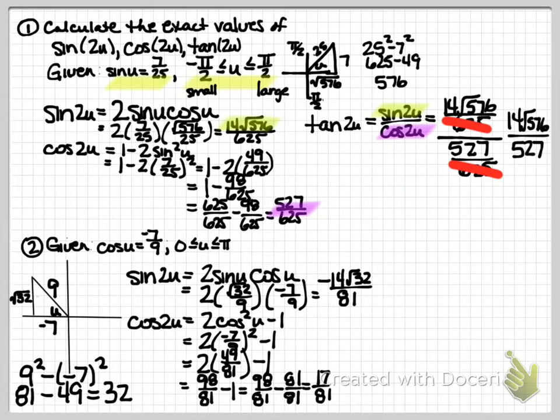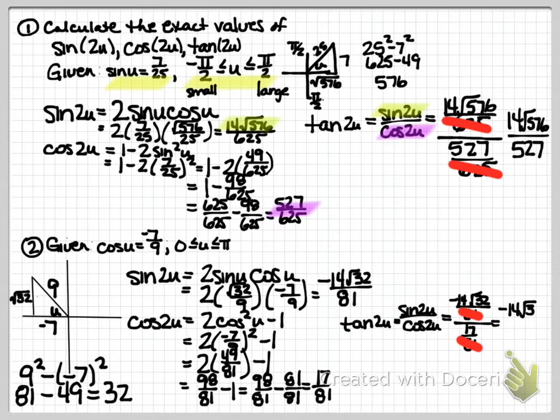Let's move on to our tangent, and we're just going to do exactly the same thing we did before because we've already calculated sine, we've already calculated cosine. So the tangent of 2u is just sine over cosine, which equals negative 14 root 32 over 81 divided by 17 over 81. Again, our denominators match, so we can cross them out. And we're left with negative 14 root 32 divided by 17.